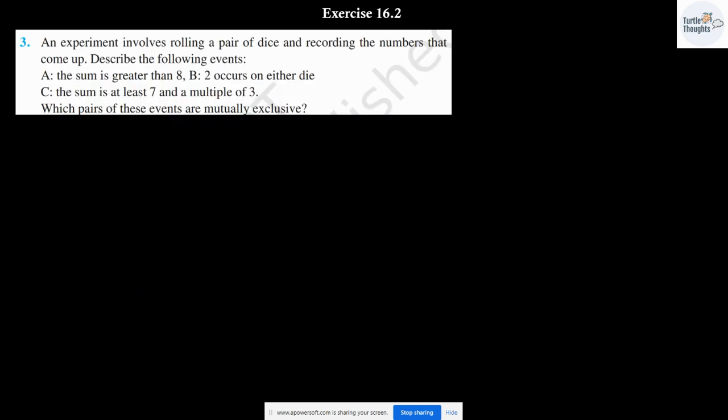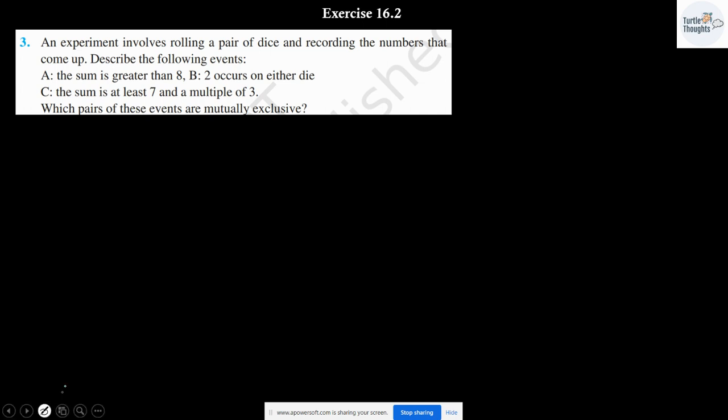Moving on to question number 3. An experiment involves rolling a pair of dice and recording the number that comes out. Describe the following events. A: the sum is greater than 8. B: 2 occurs on either die. C: the sum is at least 7. Which of these pairs are mutually exclusive? This is going to be the question.